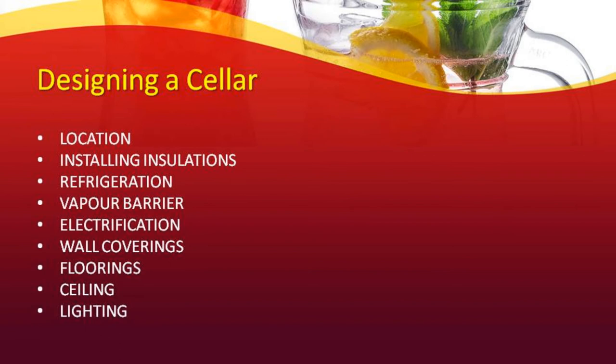Wall coverings. Any material which is water resistant and resistant to high humidity can be installed for wall coverings. Any other material which does not meet the criteria will fail to work in the given environment. The wall should be painted with primer first, followed by a good quality water-based exterior paint.